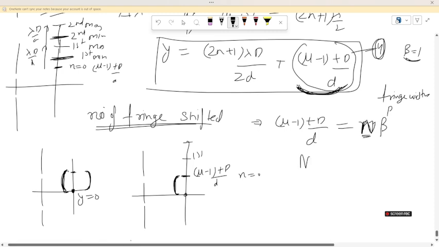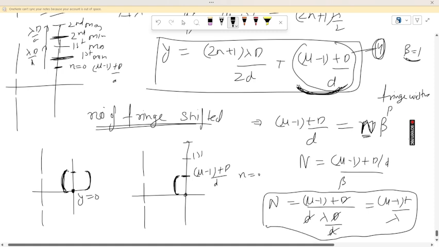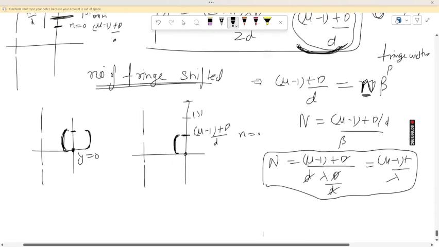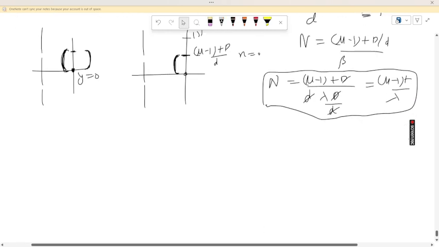So we can write n is equal to (mu minus 1) t D by d divided by beta. We can put beta here. So (mu minus 1) into t D by d, and beta is lambda D by d. So D cancels with D, and n is equal to (mu minus 1) into t by lambda. So this formula will give you the number of fringes shifted due to the introduction of the slab. Okay, now this was about one slab. I hope you all understand this topic.